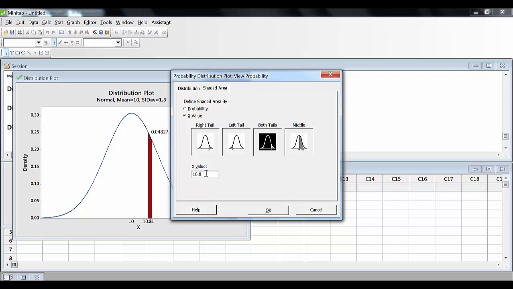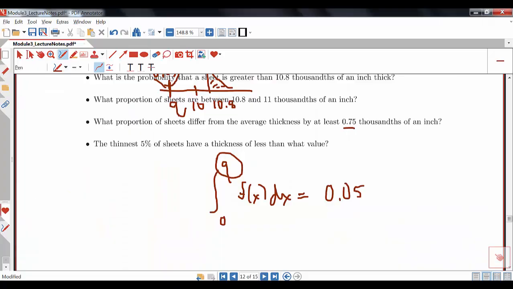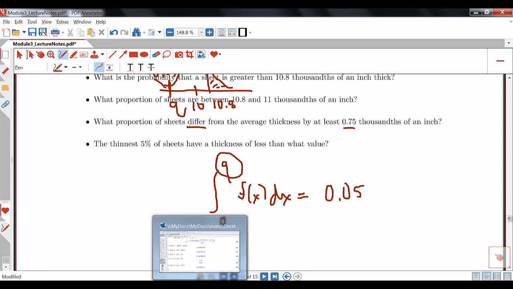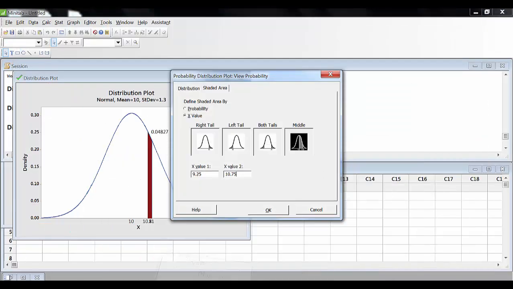Oh, okay. So, well, I'm going to do it this way. This is going to find the middle, so 9.25 or 10.75. And now I just have this worry about what proportion of sheets differ from the average thickness. Oh, so it's actually asking me for the proportion outside of 0.75, and I found the proportion inside of 0.75. But that's easy to take care of, right? All we have to do is 1 minus the value we found over here.